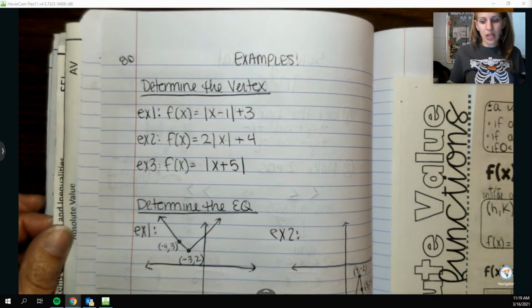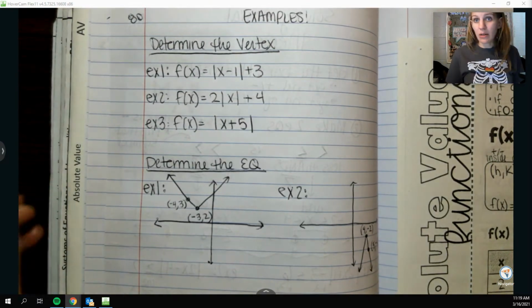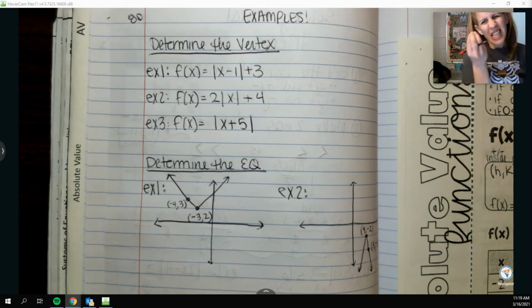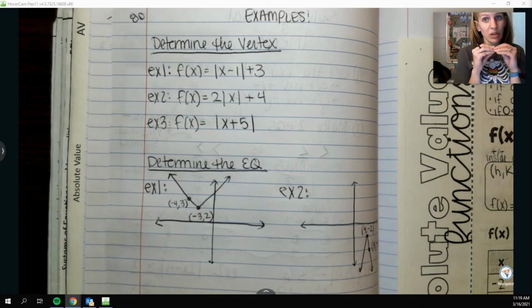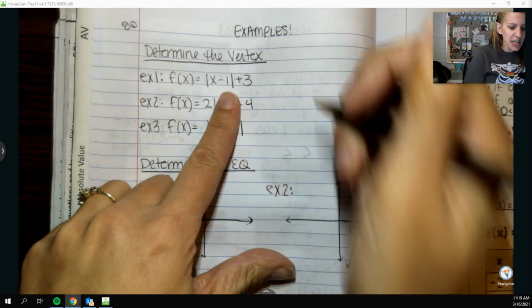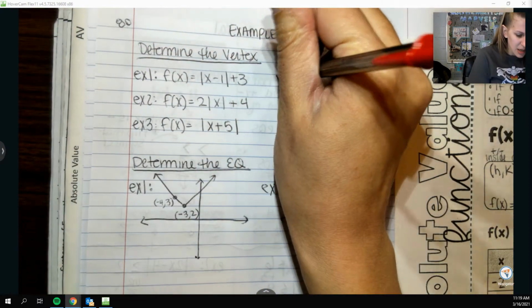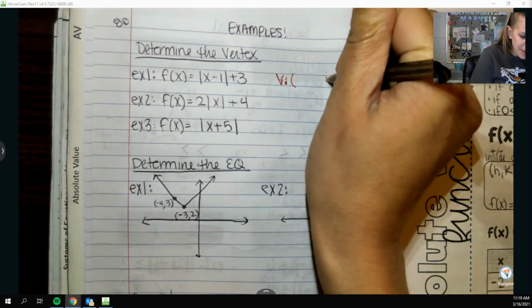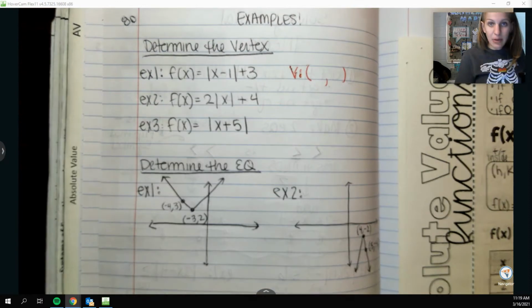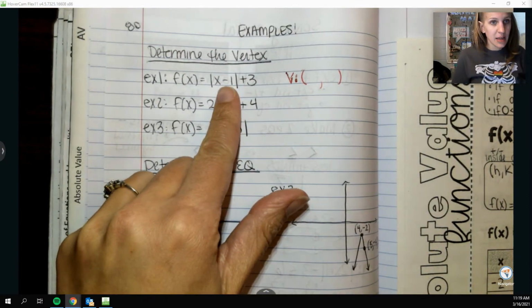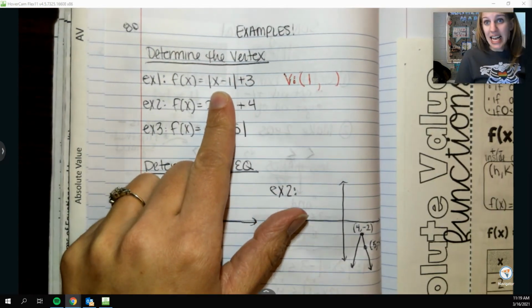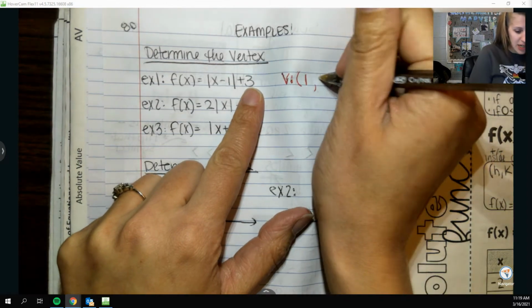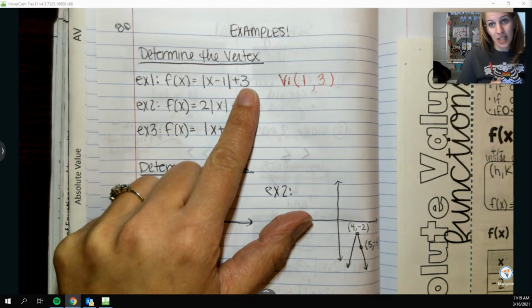So one type of question that we might want to figure out is, where's the vertex? The vertex is that key point of our V graph, because it tells me where it's all centrally located, and then I can do my slope from there. So in this one here, my vertex is at h comma k, where h is the inside number being added or subtracted, but opposite, so 1. And then k is the outside number being added or subtracted, and it stays the same. So my vertex is 1 comma 3.